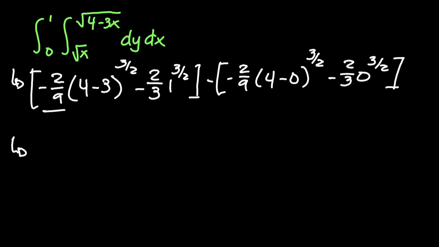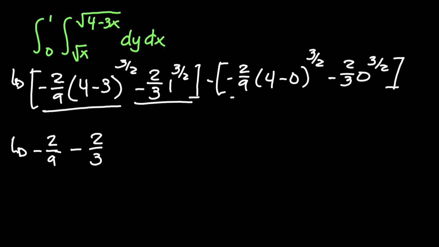So, for this one, 4 minus 3 is 1, so you will have a value of negative 2 over 9 multiplied by 1 raised to the power of 3 over 2. 1 raised to the power of 3 over 2 is simply 1. So this is simply 2 over 9. Subtract this by this. Minus 2 thirds. 1 raised to the power of 3 halves is simply 1. No need to put 1 here now.